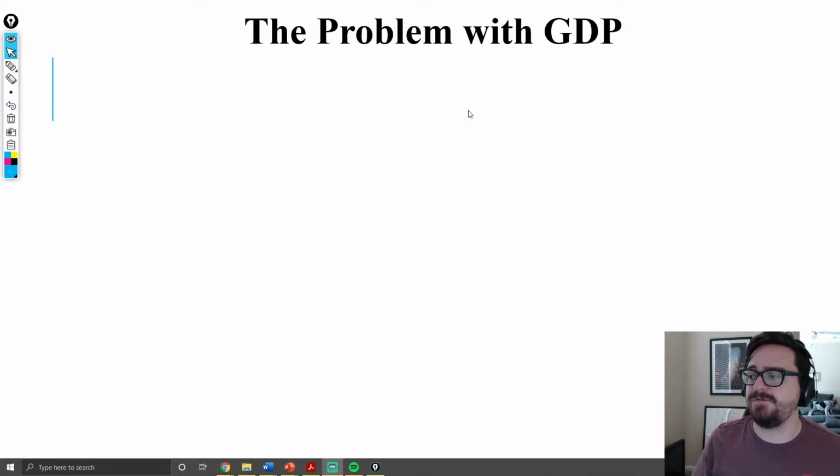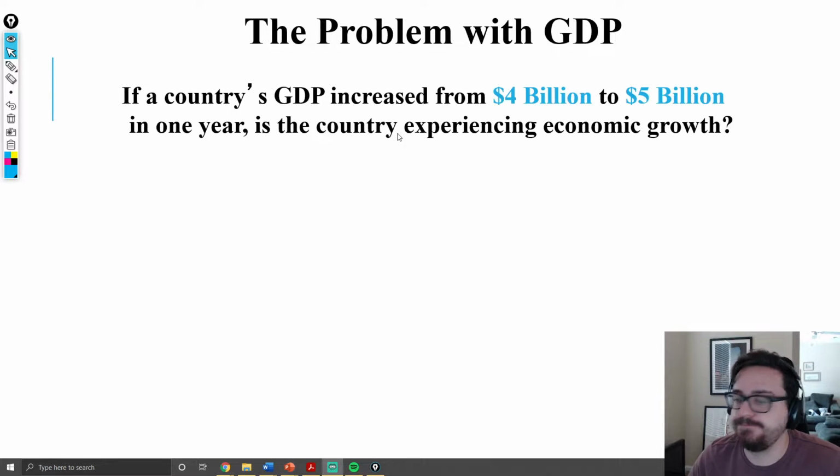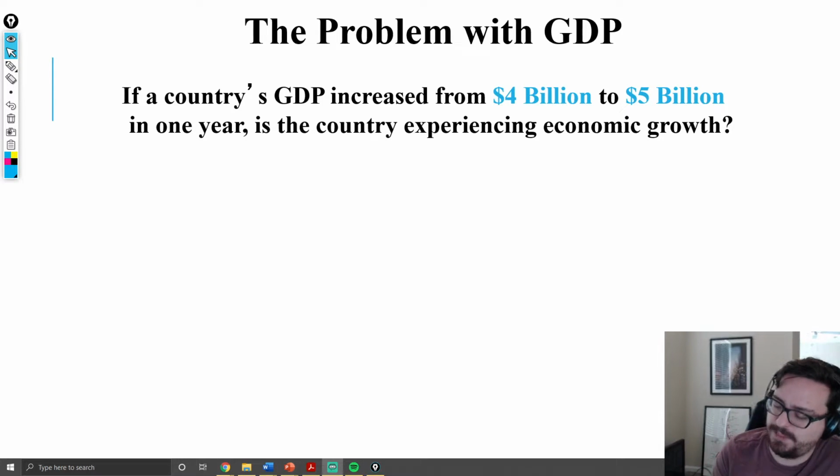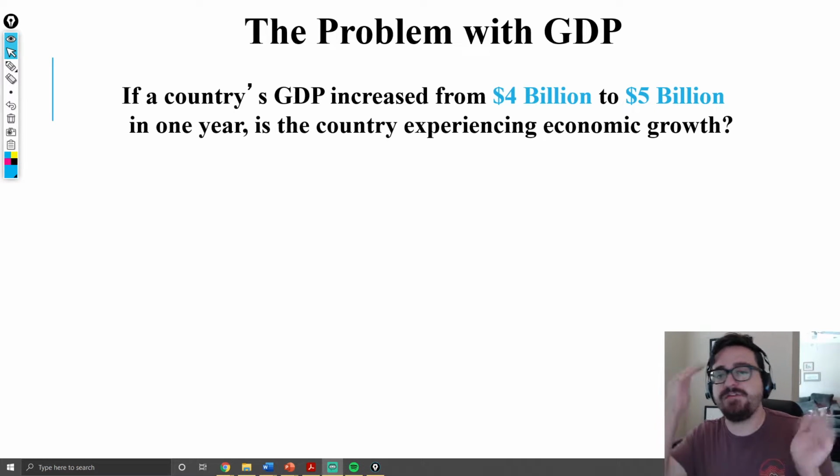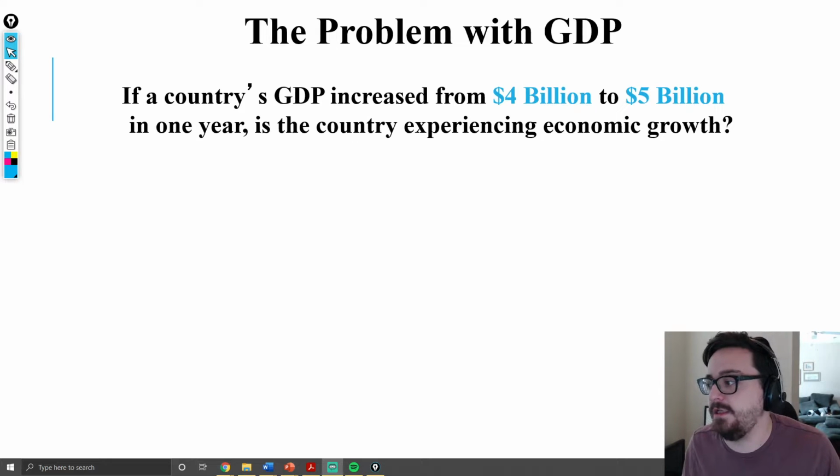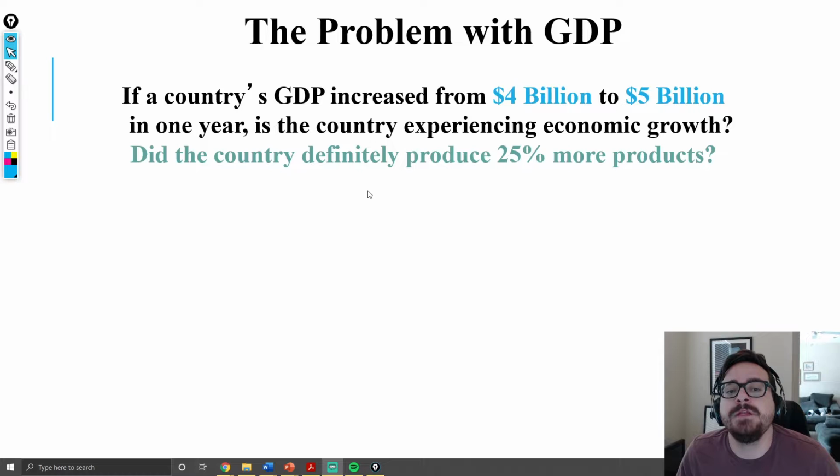So this illustrates one of the big problems with using GDP. Because you can see something like this. From year 1 to year 2, their GDP goes from 4 billion to 5 billion. Is that country's economy growing? Based on the definition of GDP, it sure does look like it. It looks like it grew by 25%. That's awesome. Did it definitely produce 25% more products? Remember, it's the final dollar value of all goods and services produced, so the price matters.